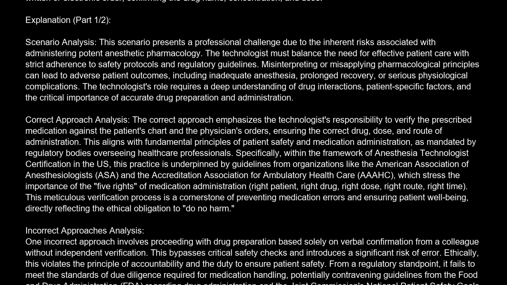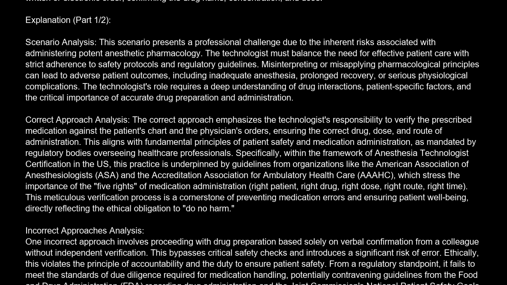Incorrect approaches analysis. One incorrect approach involves proceeding with drug preparation based solely on verbal confirmation from a colleague without independent verification. This bypasses critical safety checks and introduces a significant risk of error. Ethically, this violates the principle of accountability and the duty to ensure patient safety. From a regulatory standpoint, it fails to meet the standards of due diligence required for medication handling, potentially contravening guidelines from the Food and Drug Administration, FDA, regarding drug administration and the Joint Commission's National Patient Safety Goals.